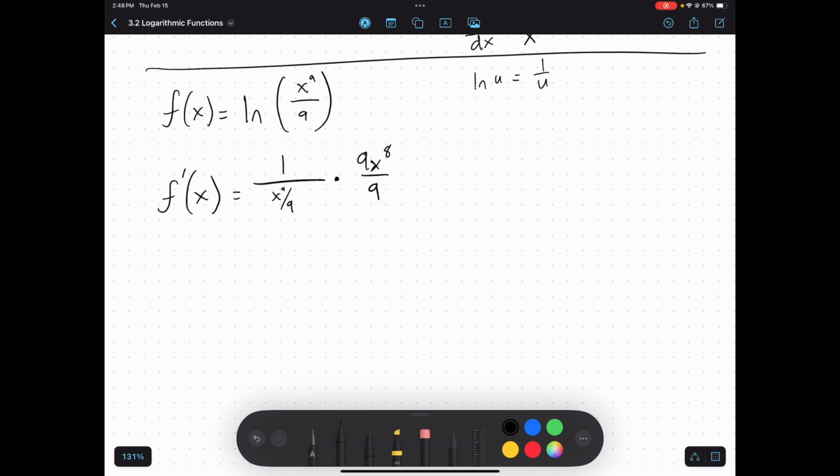Okay, and now I can simplify. This 9 and this 9 cancel. And if you have a fraction in the denominator, remember, you can just flip and multiply. So I end up with 9 over x to the 9 times x to the 8th, so 9x to the 8th over x to the 9th. Some of these powers of x are going to cancel, and I'm left with 9 over x. Very nice.